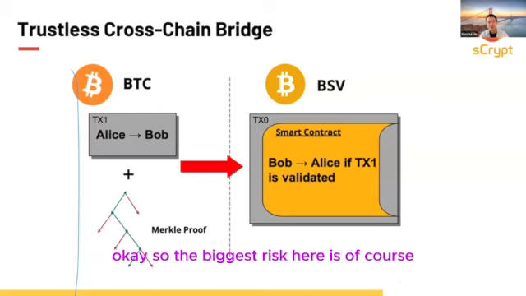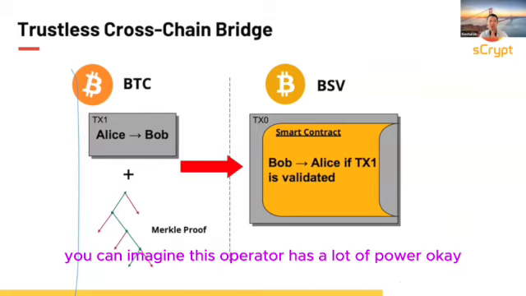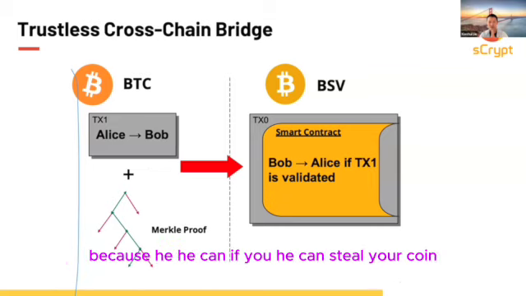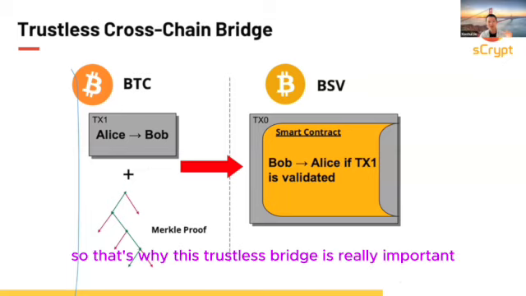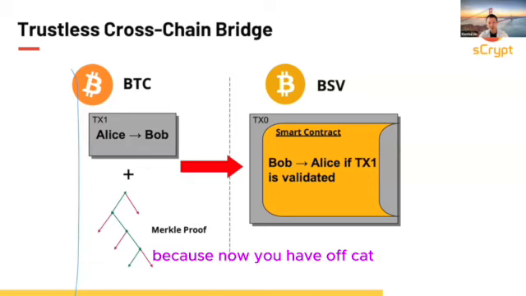Okay. So the biggest risk here is, of course, you can imagine this operator has a lot of power, because if he can steal your coin, I mean, the worst case, Bitcoin, right? Because he has the keys to unlock. So that's why this trustless bridge is really important, because now you have OpCat.